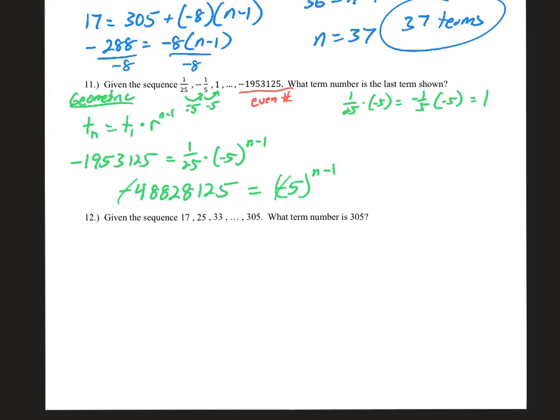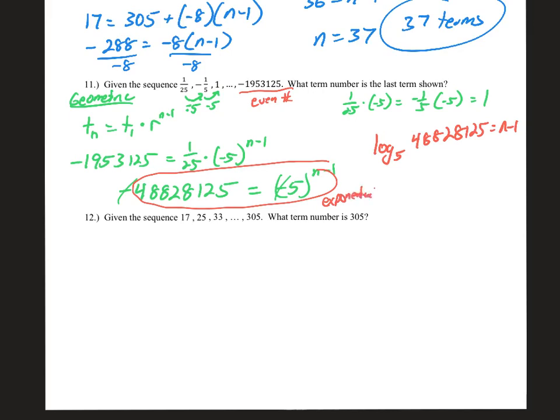You could do a log, right? So this is the log base 5 of 48,828,125 equals n minus 1. I'm just converting from exponential form into log form. Use your calculator to find the log of that, was that 48 million? Yeah, some 48 million. And you get 11. 11 equals n minus 1, n equals 12. And so it's the 12th term.